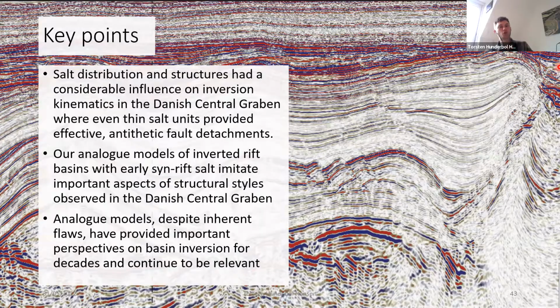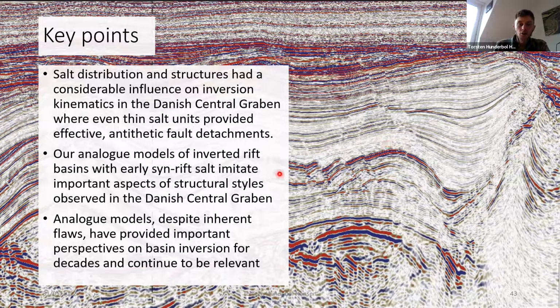All right, key points to round it all off. In the Danish Central Graben from seismic data, we see that salt distribution and salt structures apparently had a considerable influence on inversion kinematics, at least along the western margin of the inverted basin, where antithetic thin skin faults developed, detaching into the salt.